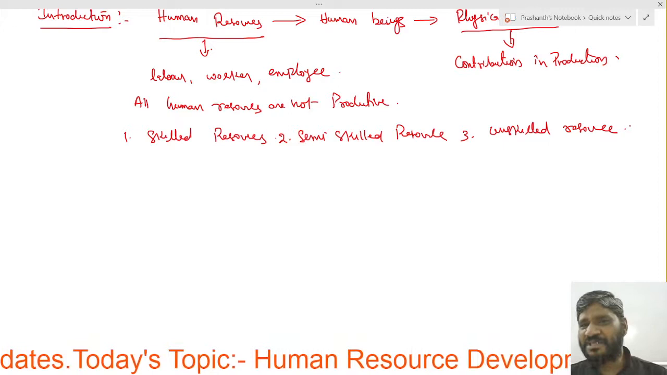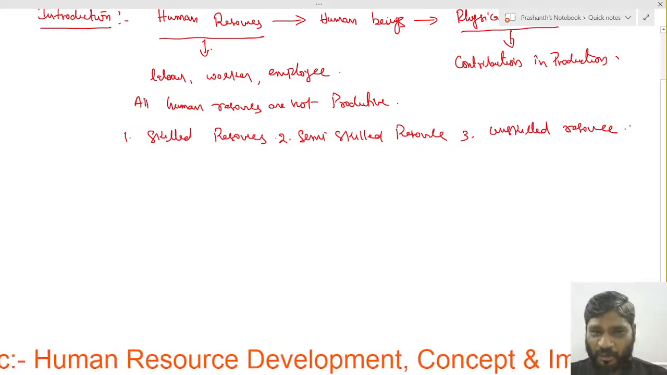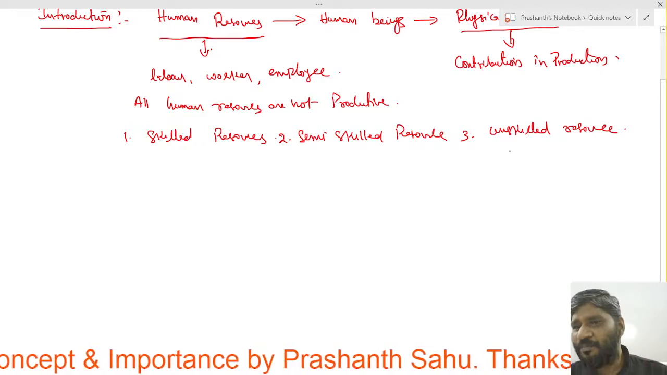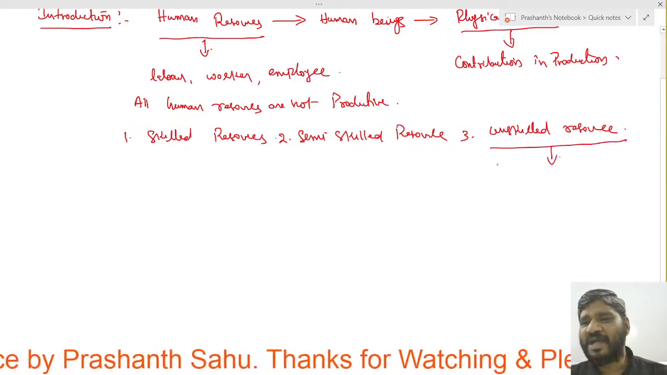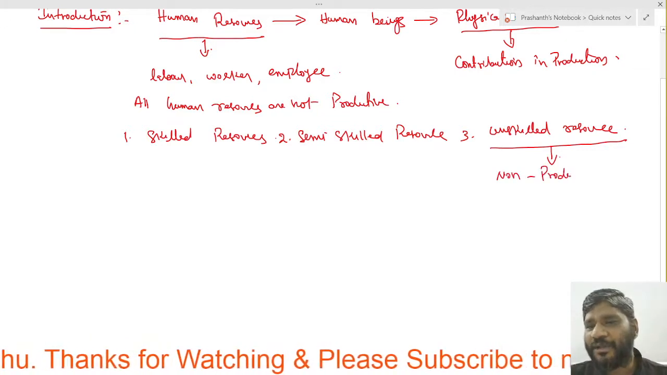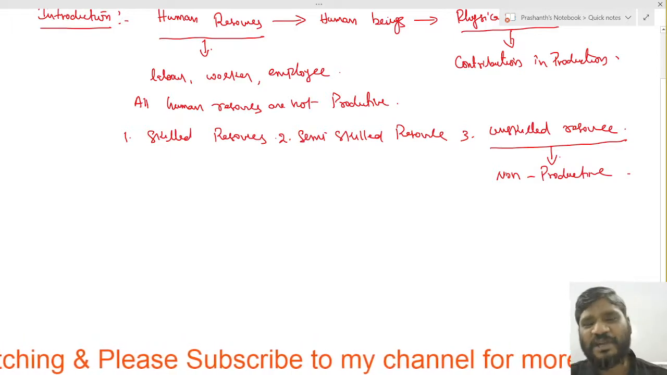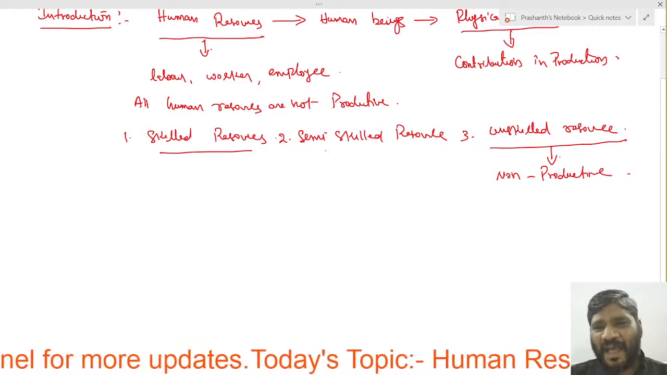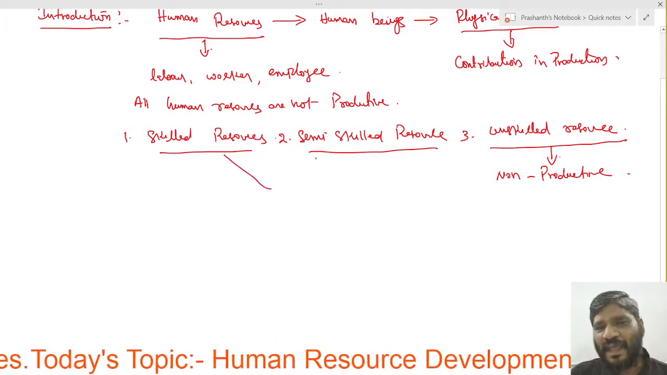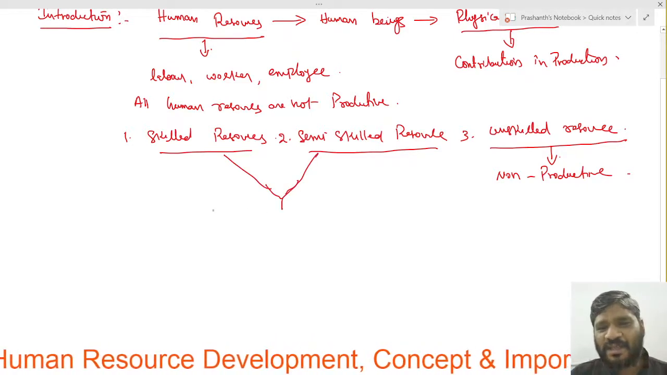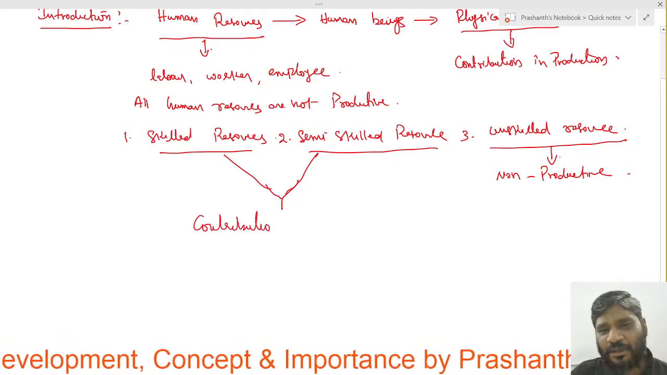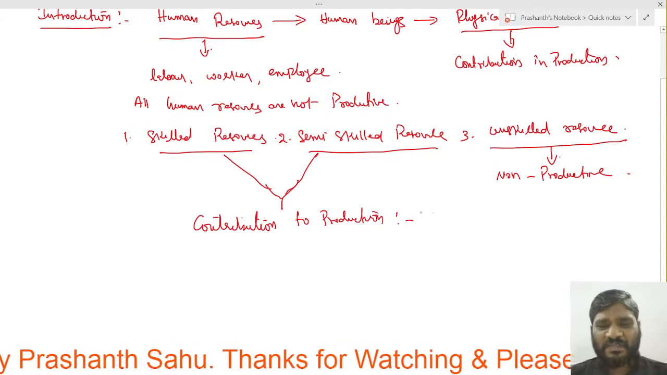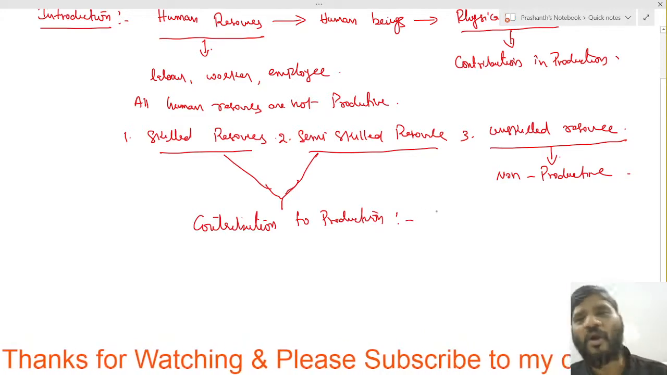So here now you can see all resources are not productive. Among these three, which is the one which is completely non-productive? We used to see the unskilled labors are completely non-productive, because they don't make any sort of contribution to production. In the same way, skilled as well as semi-skilled, they actually provide some contribution to production. Right? So the human resources are giving the contribution for production, but not all human resources.